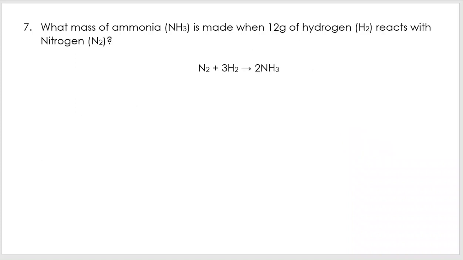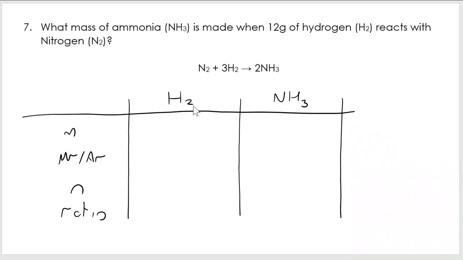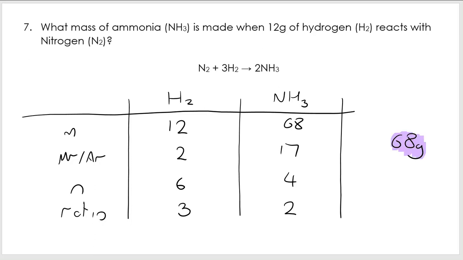Move on to the next example now. And we're interested in ammonia and hydrogen. So let's put those two into the table. 12 grams of hydrogen. Mr is 2 for the hydrogen, 17 for the ammonia. 12 over 2 gives me 6 moles, and I've got a mole ratio of 3 to 2. So on a ratio of 3 to 2, it becomes 6 to 4. I've now got my 4 and my 17, multiply those together, and I get 68 grams of ammonia.